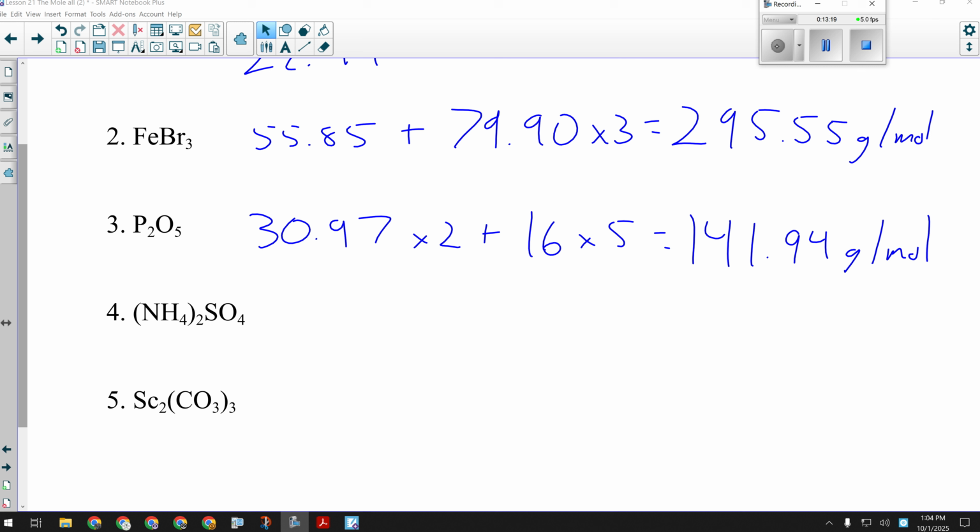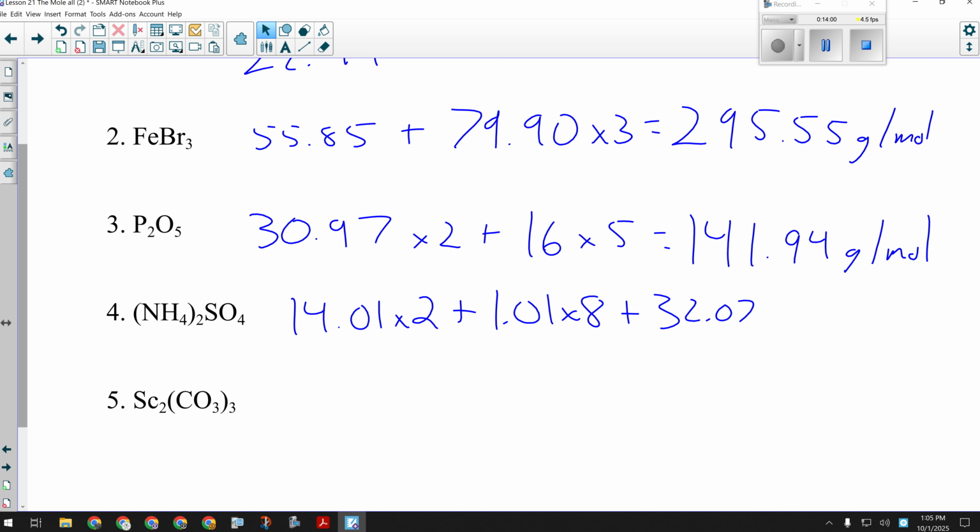Okay, so for number 4, I've got ammonium sulfate. Now, this gets a little crazier the more brackets and polyatomic ions you get. But element by element is always what's going to work. So in this compound, let's start with nitrogen. How many nitrogens are there? 2. There's 2 ammonium ions, so there's 2 nitrogen atoms. 14.01 times 2 plus, how many hydrogen atoms are there? 8. So 1.01 times 8 plus, how many sulfur atoms? Just 1, yep.